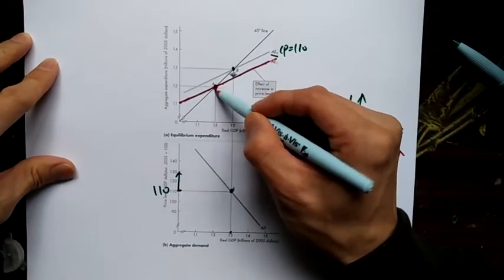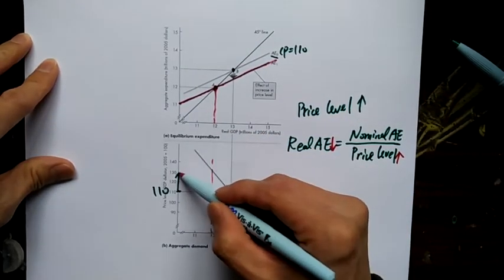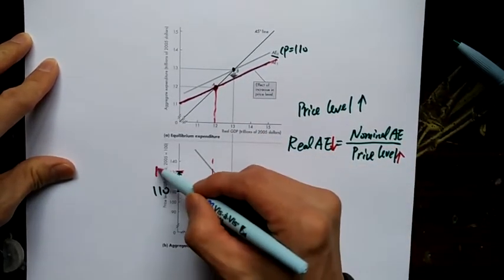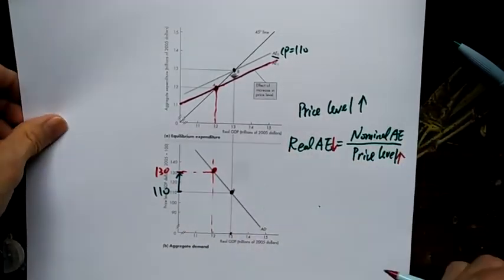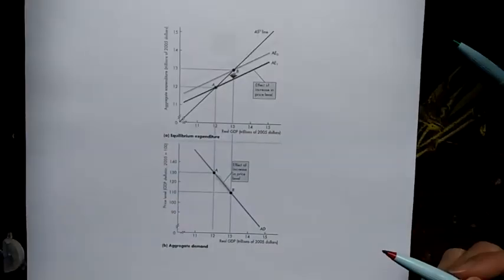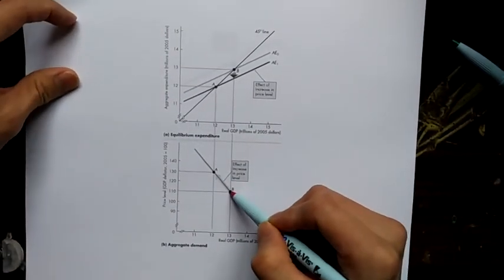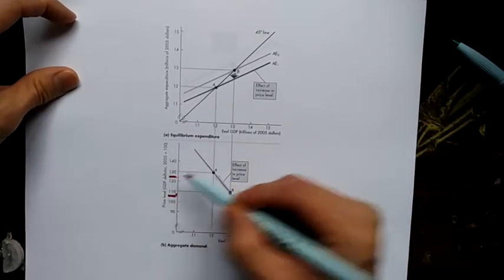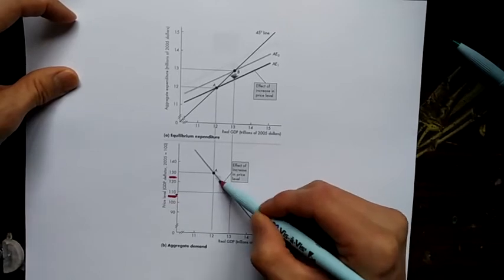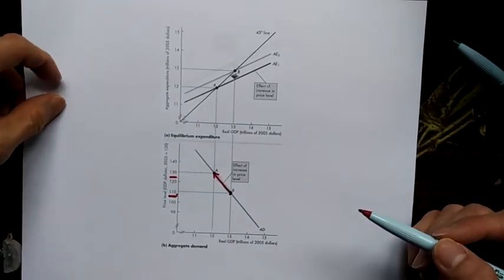We got a new equilibrium, 12. Therefore, when price is 130, we get another dot. That's exactly what happened. So, it's a movement when price goes up from 110 to 130. It's a movement from B to A along the aggregate demand function.